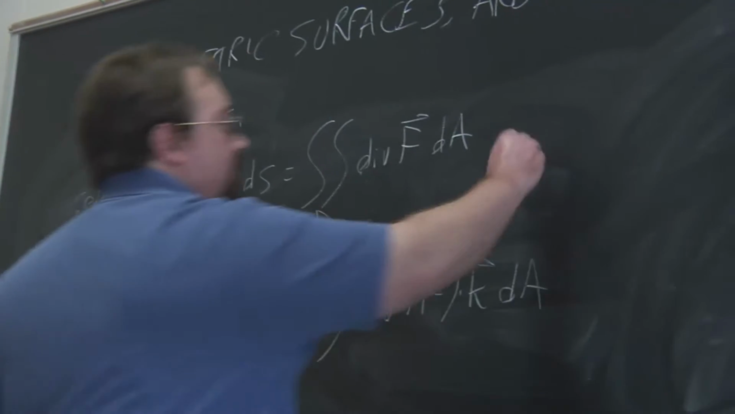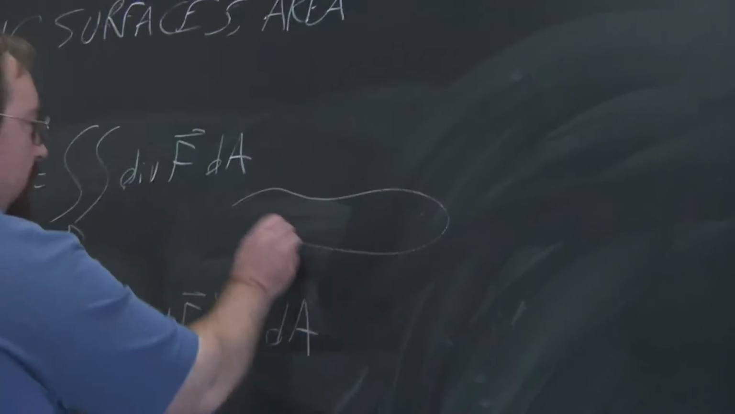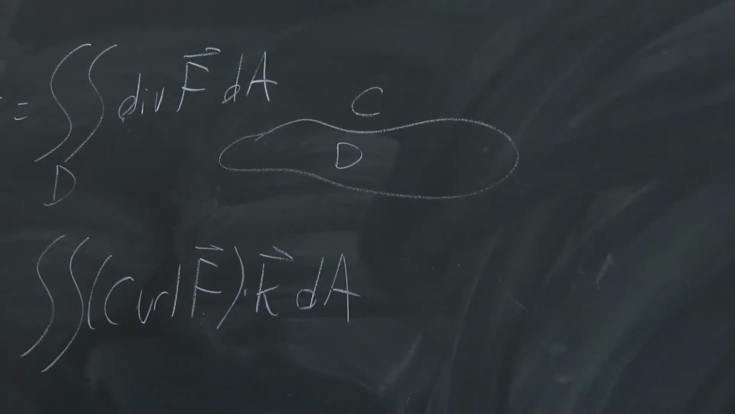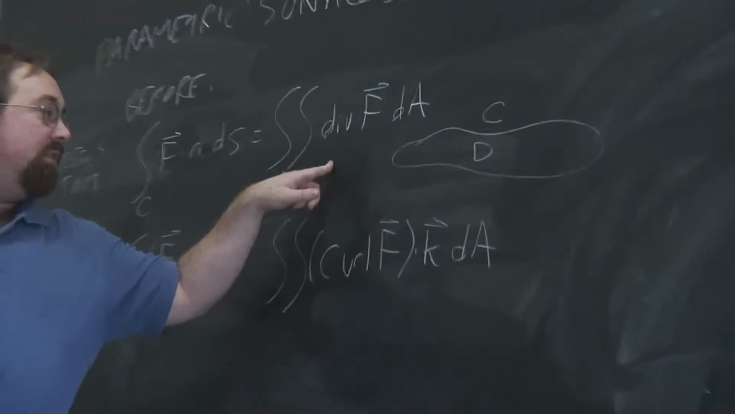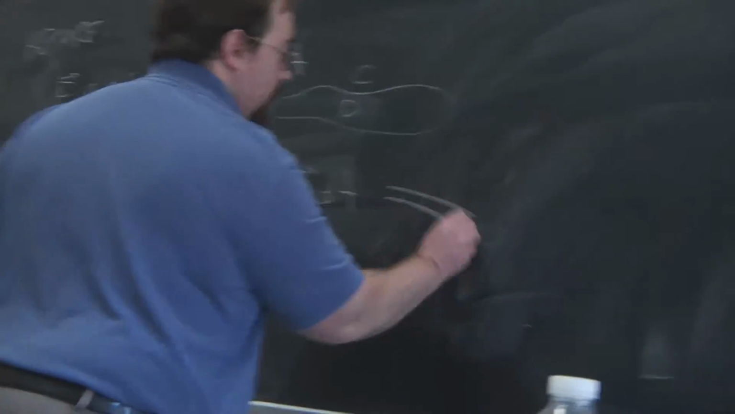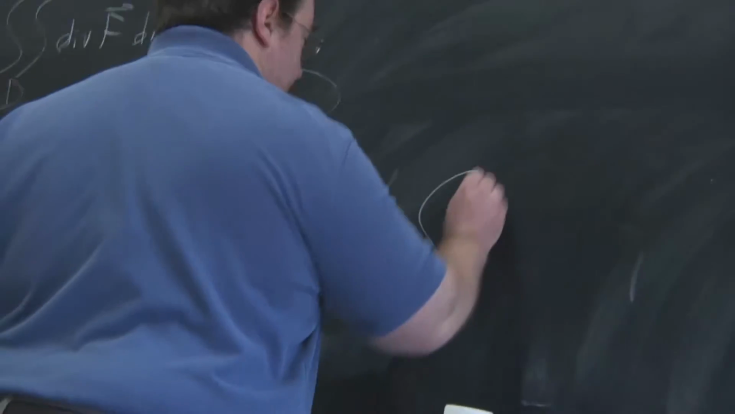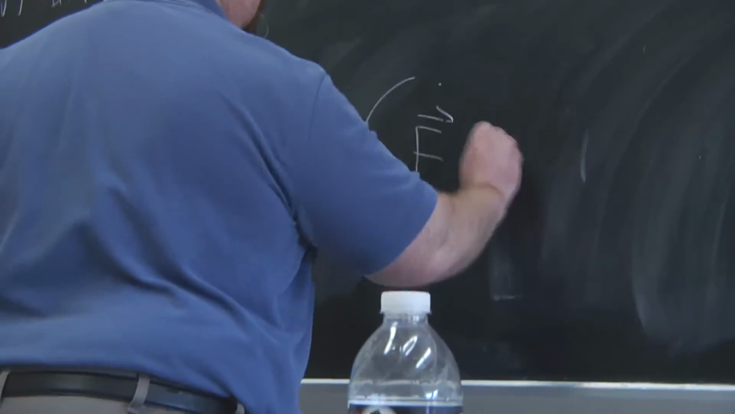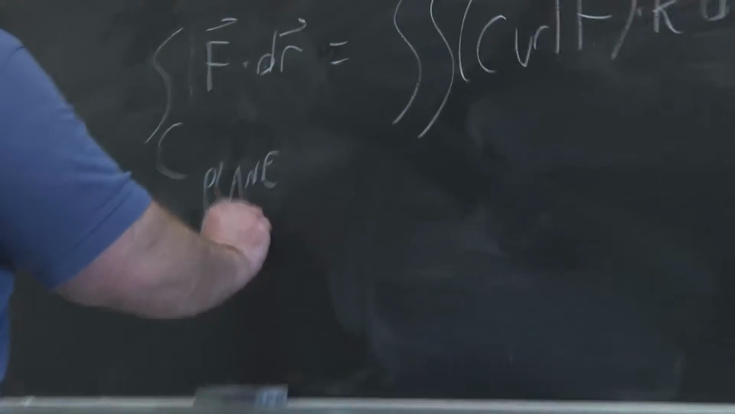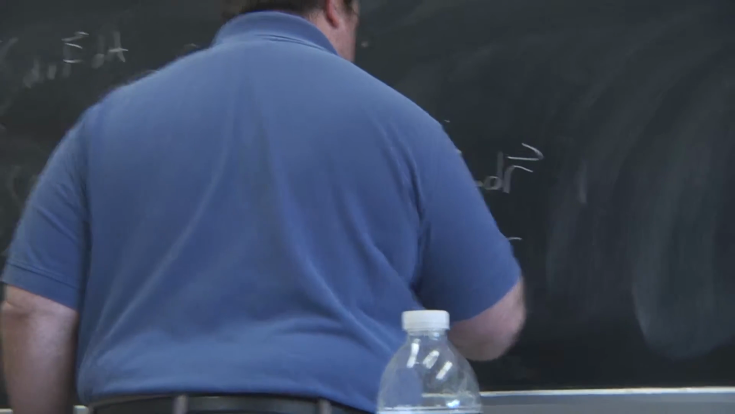In both these cases, we have a flat region in the plane, D, and some boundary curve C, and we're relating an integral over a curve to an integral over the region inside it. So what we're trying to get to by the end of the chapter is this, that we have an integral over a space curve, because here this is 2 dimensions, this is a plane curve. But here we're dealing with a space curve, a curve that sits in 3-dimensional space rather than 2.